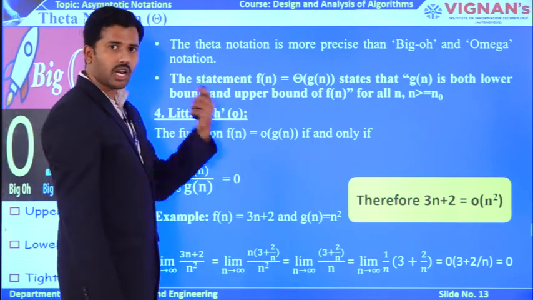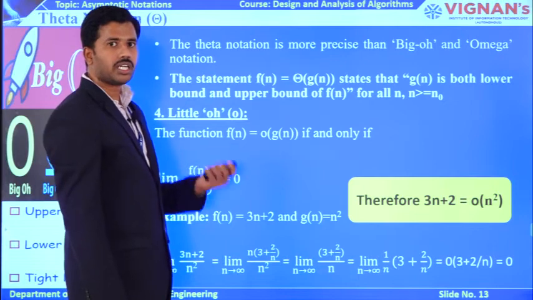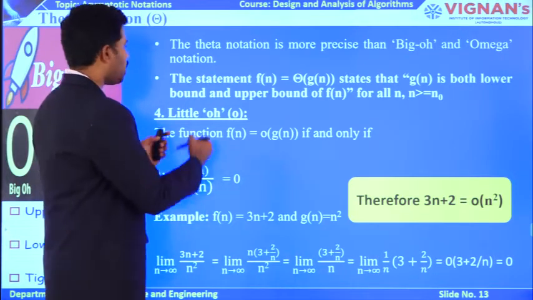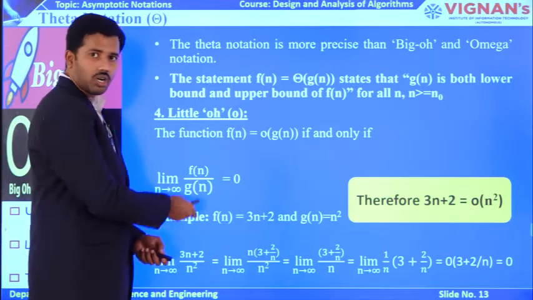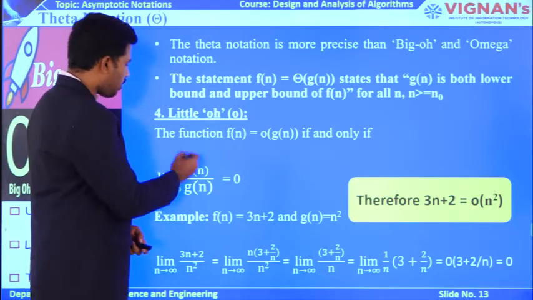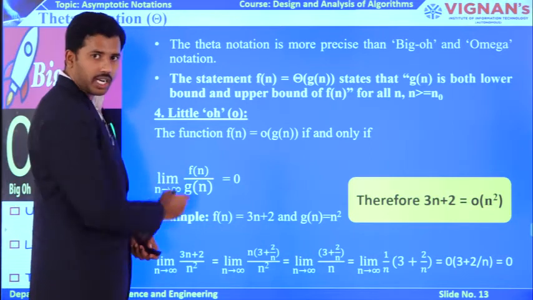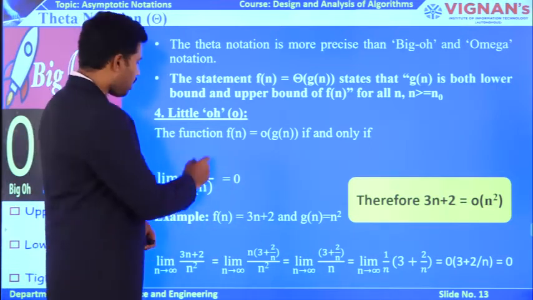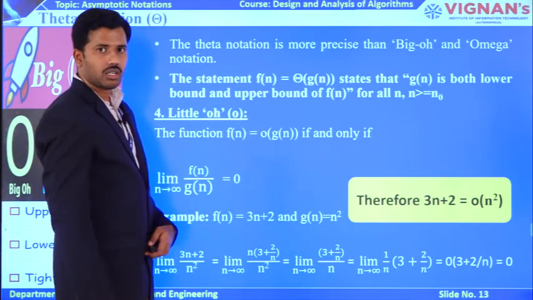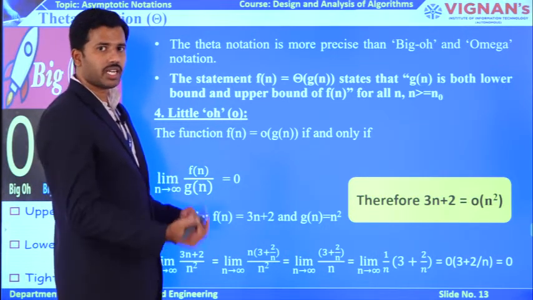Now coming to the last notation, which is the little omega. Little omega is the reverse approach of little o. You reverse the numerator and denominator. So the equation becomes limit n tends to infinity of g of n by f of n. Okay, f of n by g of n tells little o, g of n by f of n tells little omega.